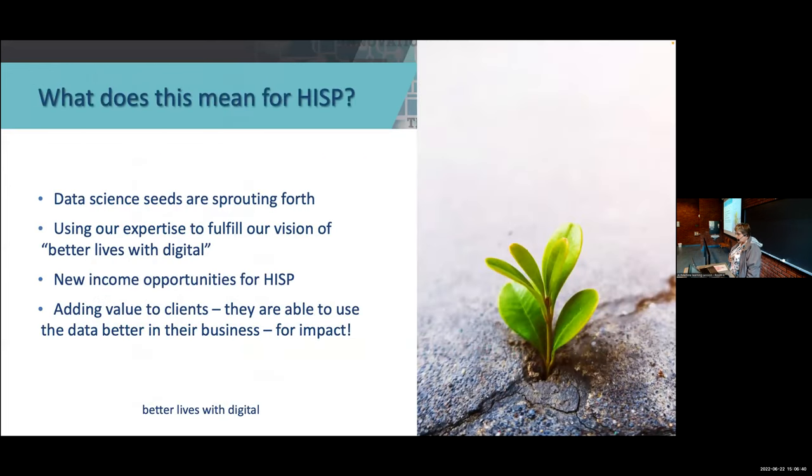And for us as HISP, our endeavors to get into data science are growing. We are learning. We have two data scientists that we will have on staff shortly. It creates new opportunities for us and adds value to our clients, because we're moving away from just looking at DHIS data as data and information, to looking for the intelligence, wisdom, and impact that we could reach with that data.